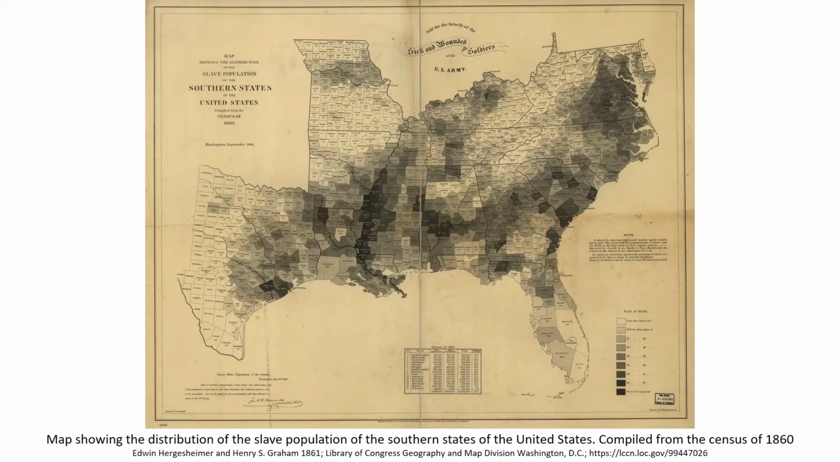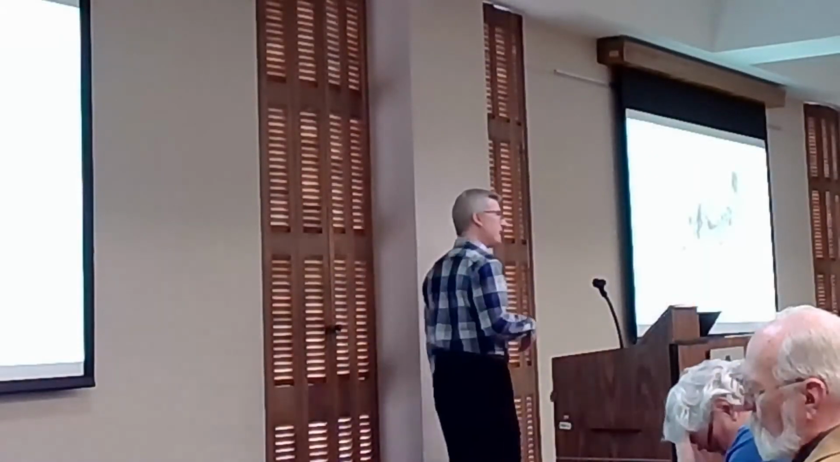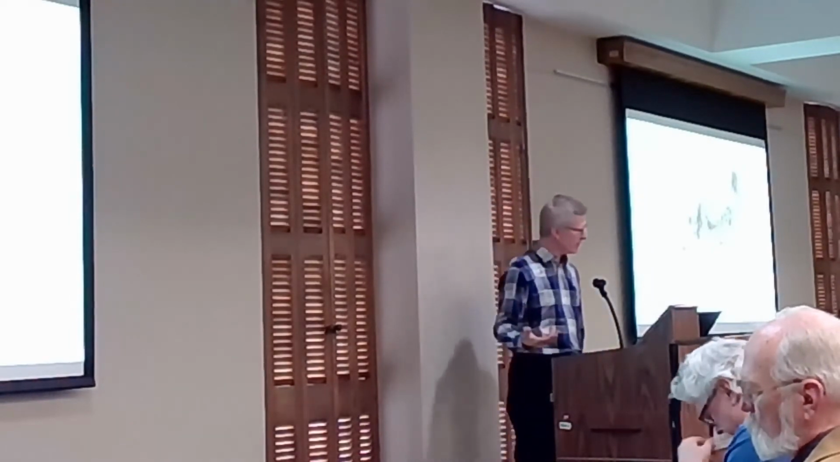And this was a period in the history of cartography where there was a lot of excitement about the scientific approaches to map making, to doing statistical cartography. And you may have noticed the gentleman who is the cartographer, Edwin Hergensheimer. Any guesses where Hergensheimer was from? Germany, yes. So after the revolutions of 1848, a lot of German scientists and map makers came to the United States, lent their expertise in statistical cartography.